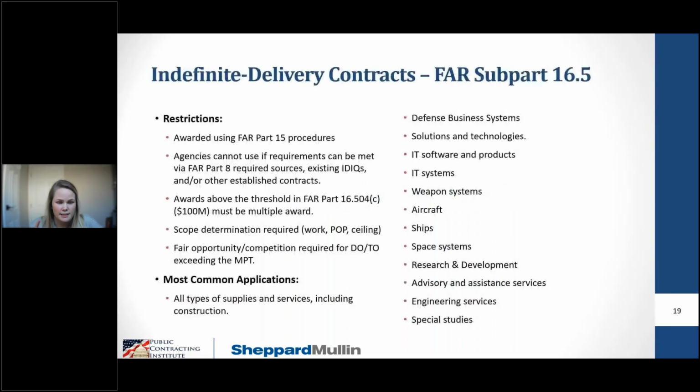So, wrapping up the IDIQ discussion with some restrictions, IDIQs are awarded, again, using those FAR Part 15 negotiated contract procedures. So we're talking full and open competition. You cannot establish an IDIQ if what the agency needs is available from those other required sources in FAR Part 8, including the GSA schedules, existing IDIQs, or other agency contracts the government has available. It has to use what's already available.